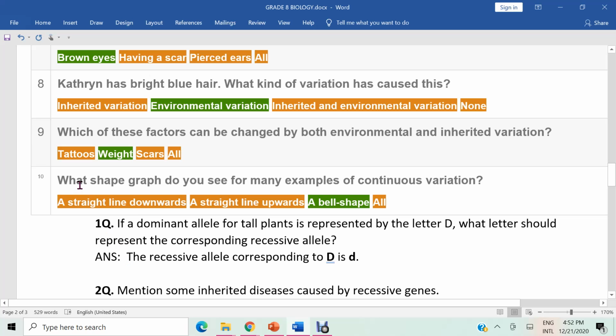Number 10. What shape graph do you see for many examples of continuous variation? Many examples of continuous variation, we see a bell-shaped graph. The answer for question number 10 is bell shape. Okay, now questions and answers.